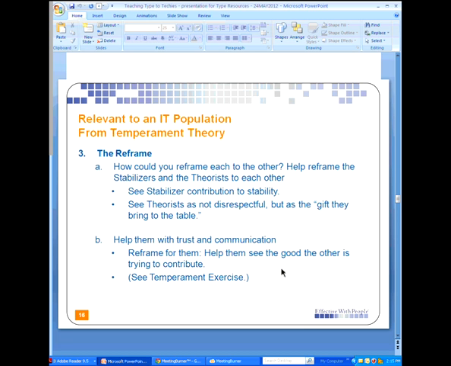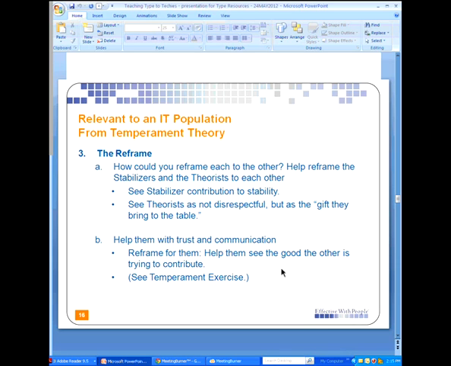These are my comments on this for that. And actually, we've just got one more major point to go on. I will go back to this, ladies, and it's about helping them reframe each group to the other group.